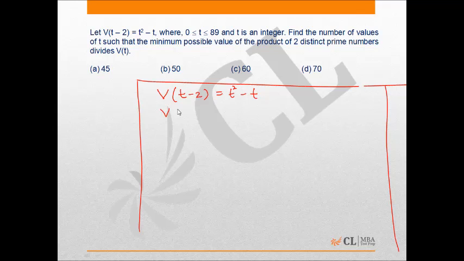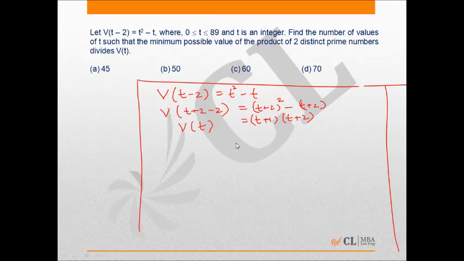So first we can understand that v of t could be calculated if, instead of t, we substitute t plus 2. So when you put t as t plus 2, v of t would be equal to t plus 2 whole square minus t plus 2. If we solve this, it will come out to be t plus 1 into t plus 2. So we can understand that v of t is the product of two consecutive numbers.